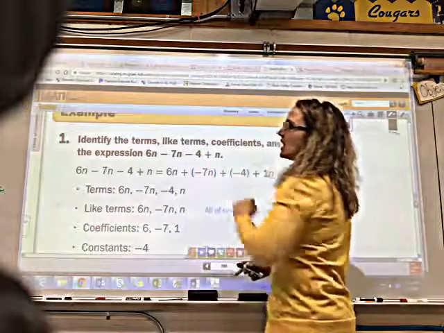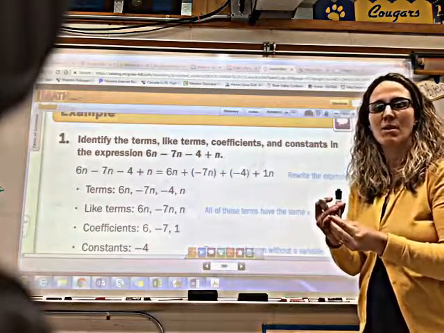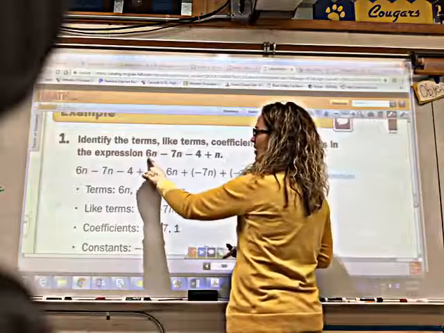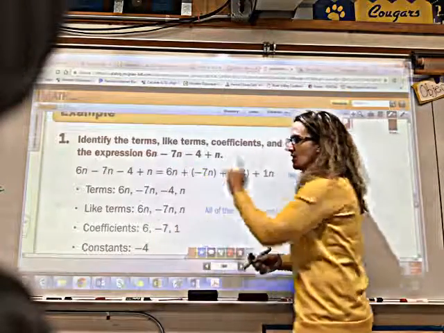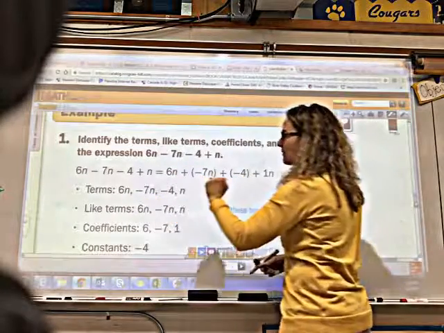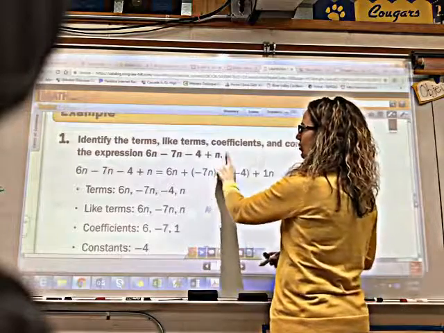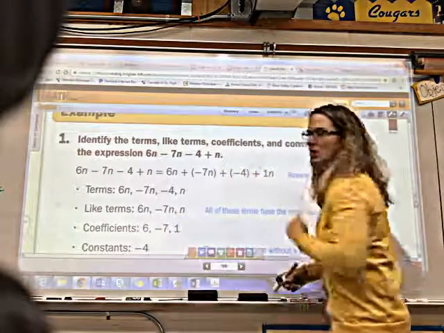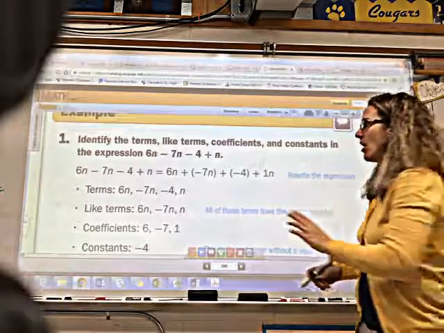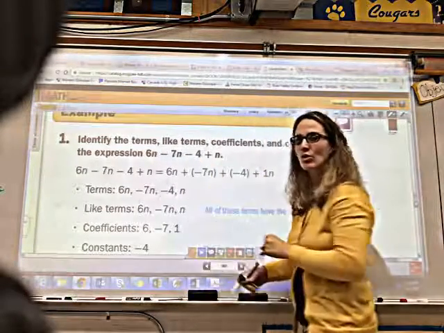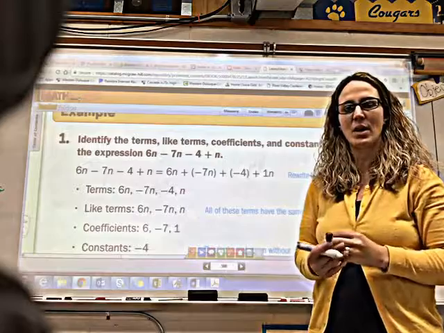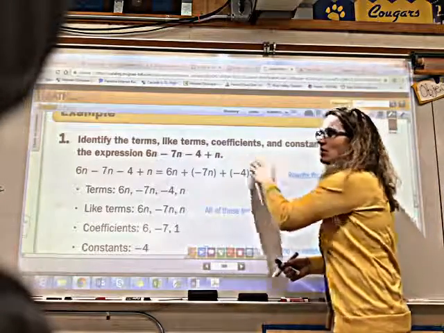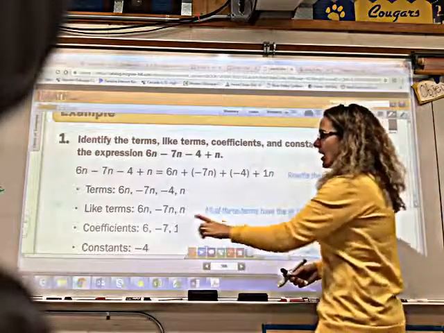Next thing we're looking at is like terms. So what are things that we can combine? In this case, we know we can combine 6n's and negative 7n's, so they've grouped those together. We can also group this n together with it. So those would be the three that we can put together. Negative 4, I cannot group with anything because it does not have an n behind it, and I also do not have another constant to go with it.